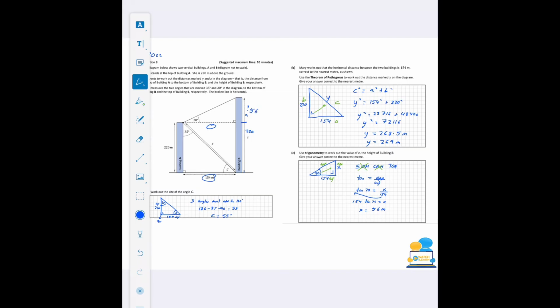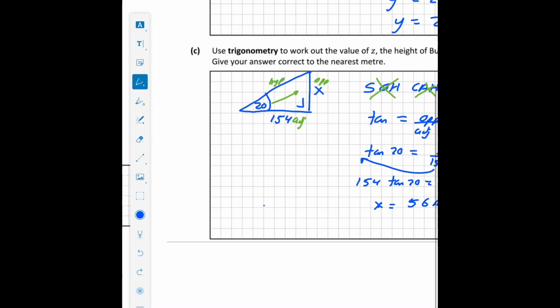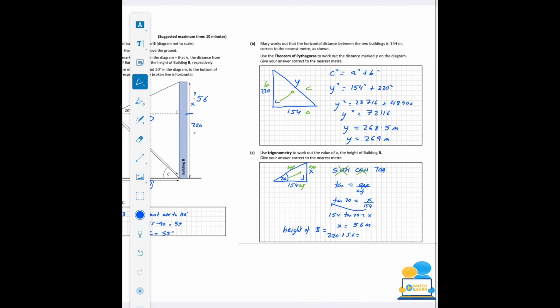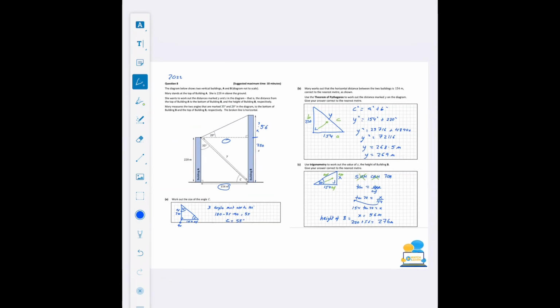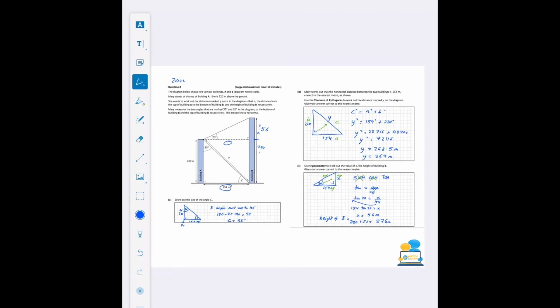So that's 56 meters. So the total height of building B then is going to be 220 plus 56. So height of B is equal to 220 plus 56. So 220 plus 56 will give me 276 meters. Okay, really important there to read your question carefully.